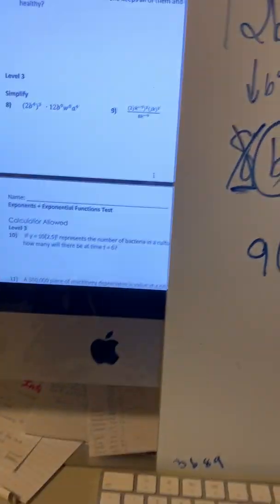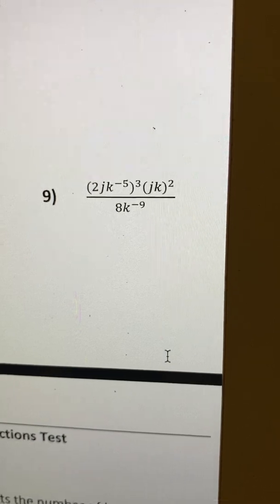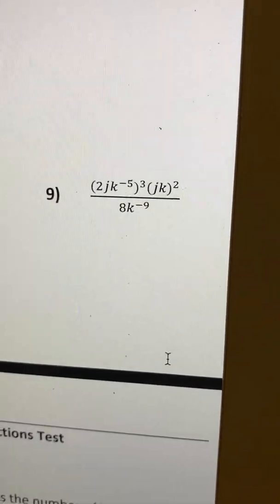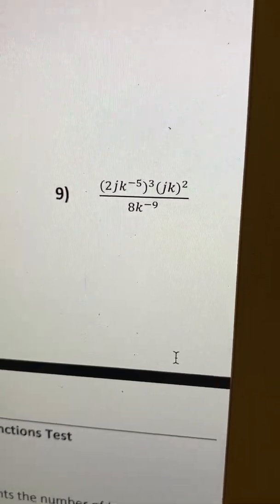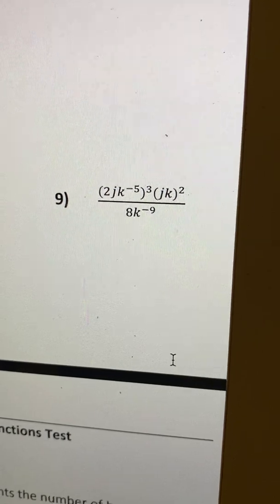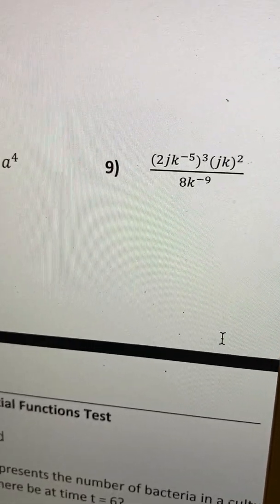Now, I'm pretty certain I did the division problem. This is the one, number 9, that I did in the video earlier. Go back and look at the video for number 9. It's in there. I do a problem. I do this one right here. It's done the same way. You've got that 2j to the 1st, k to the negative 5th, all to the 3rd power. And then you've got times jk to the 2nd power.